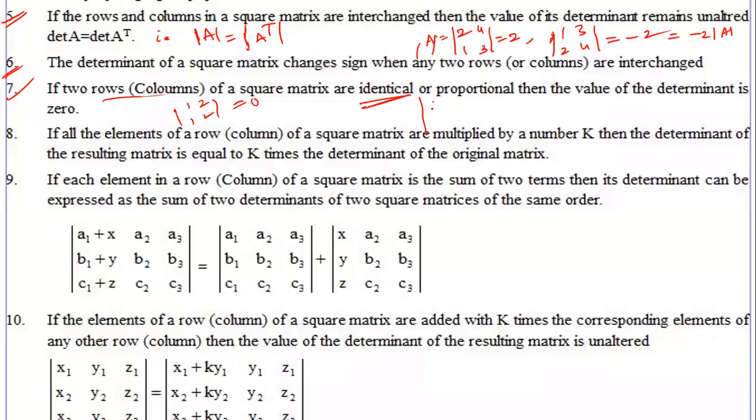I'm giving one example. See, 1, 2, 3, 4, 8, 12, 6, 1, 0. What is your answer? 0. Why? Because R1 and R2 are both in the same proportion. Don't say identical, say same proportion. So time saving is very important. Today I'm going to explain shortcut methods only. Be ready.